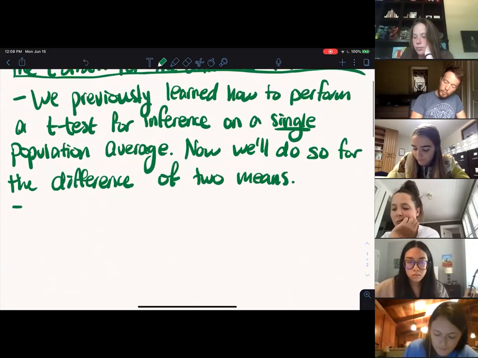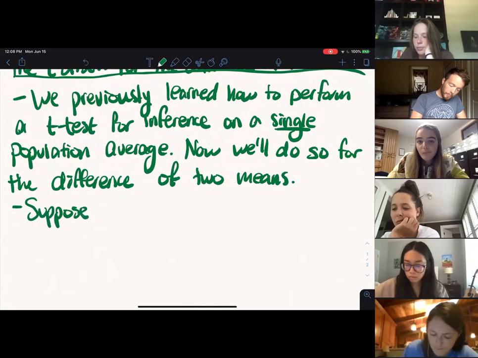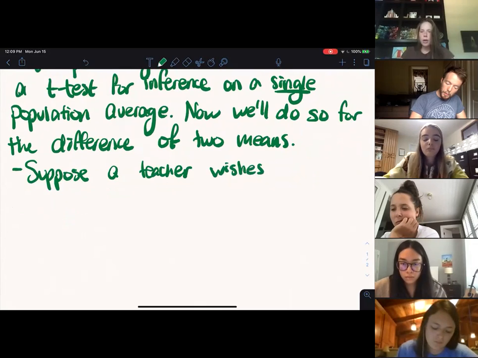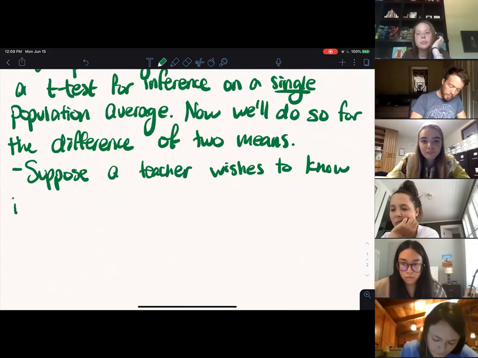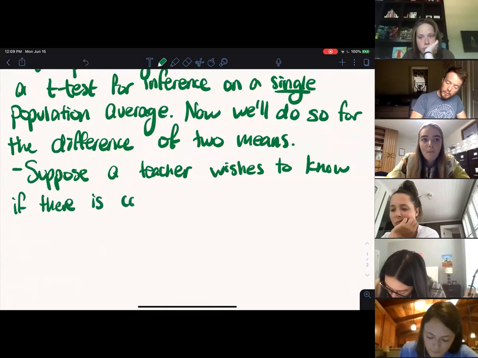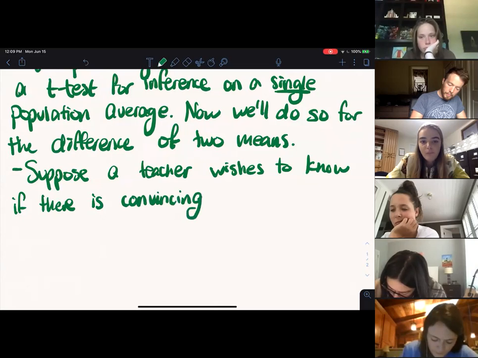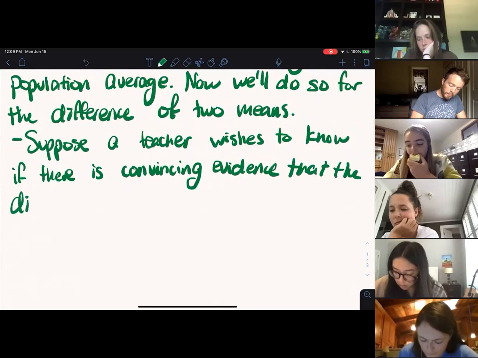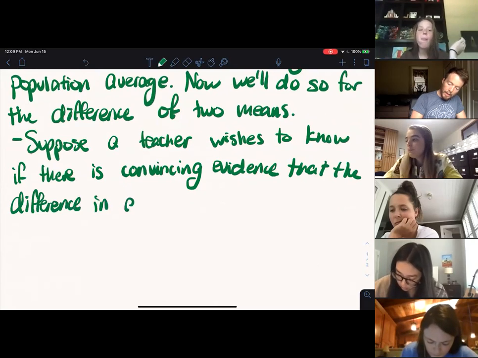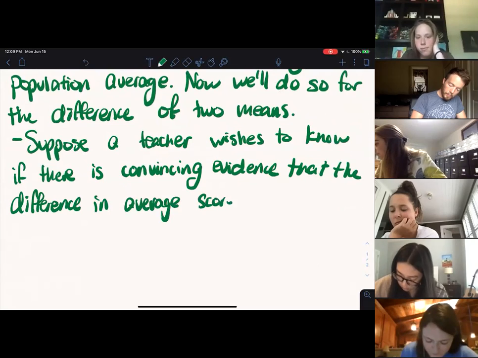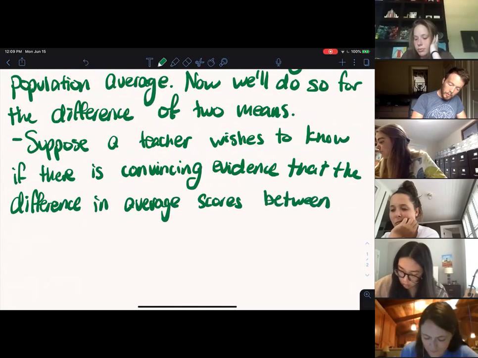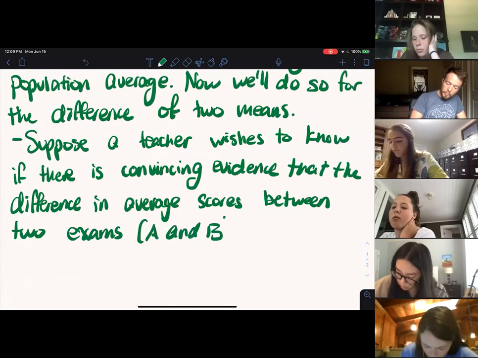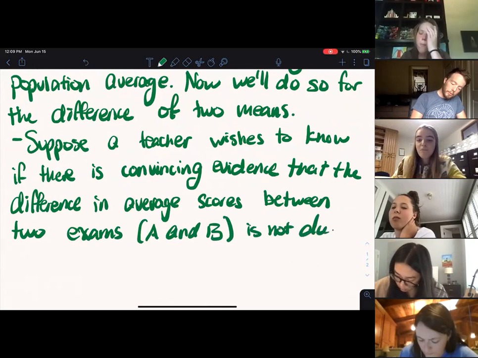So let's use a motivating example. Suppose a teacher wishes to know if there is convincing evidence that the difference in average scores between two exams, I'm going to call them A and B, is not due to chance.